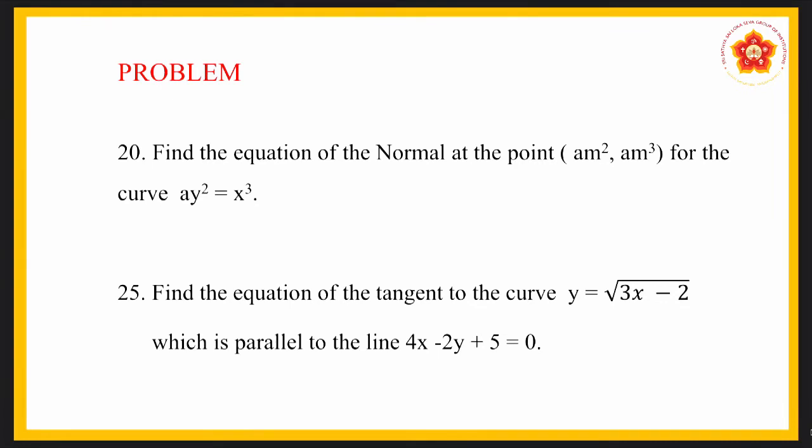And the equation of curve is y equal to square root of 3x minus 2. And he says that the tangent is parallel to a line. And what is the equation of that line? 4x minus 2y plus 5 equal to 0.